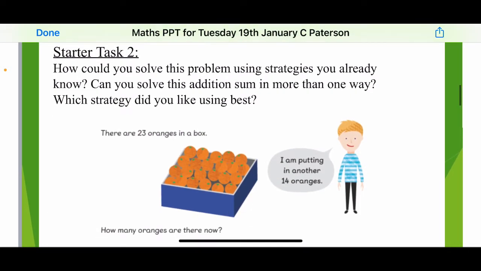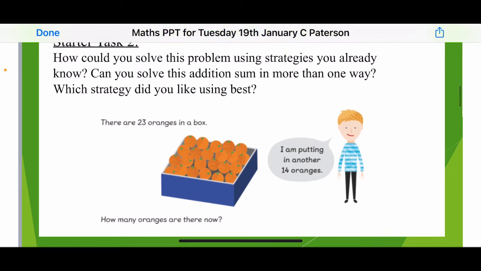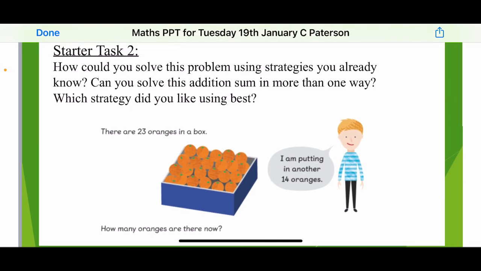There are 23 oranges in this box here, but the little boy is about to put 14 more oranges in the box. So how many oranges are going to be in the box once 14 more oranges have been added? So again, how could you solve this problem using strategies you already know?